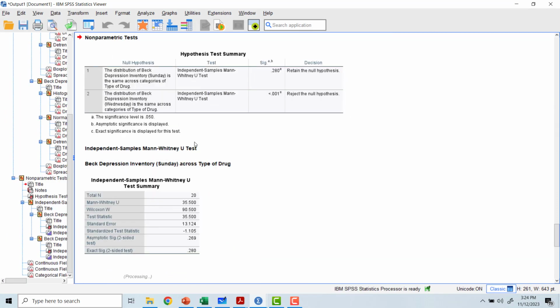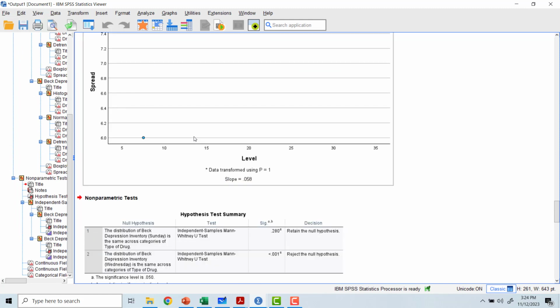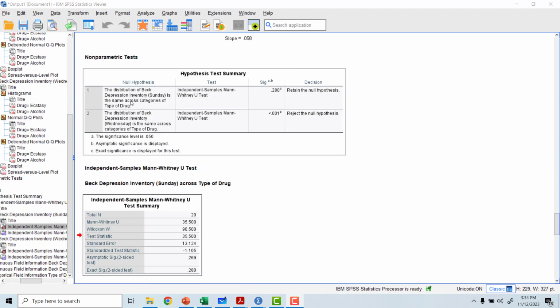Okay, so we actually have two sets of kind of output here. We have the output for the Wednesday and the output for the Sunday and then the output for the following Wednesday. Notice the most important thing is we have a p-value. So we're going to reject the null hypothesis of the distributions having the same locations if your p is less than a certain alpha.